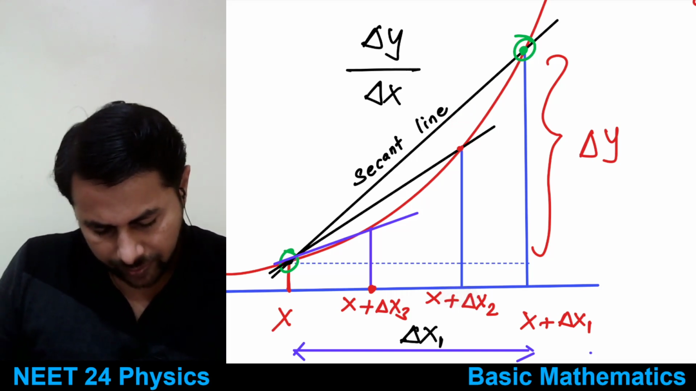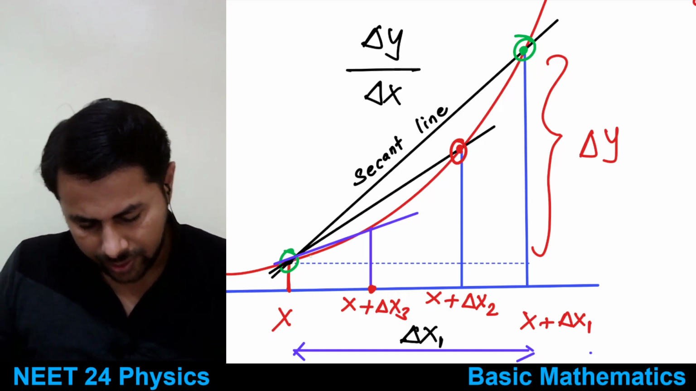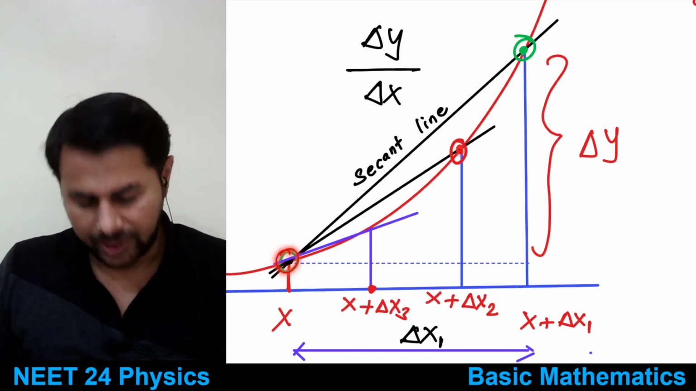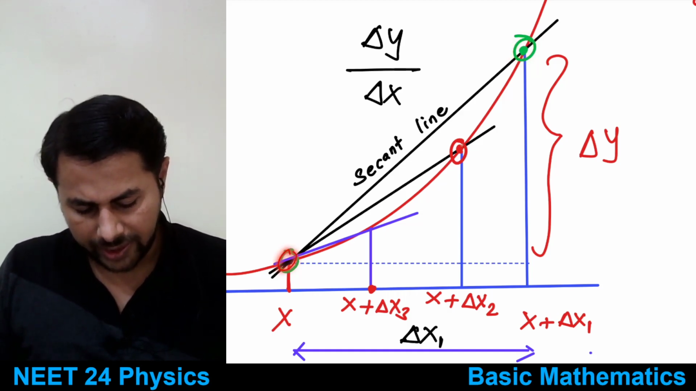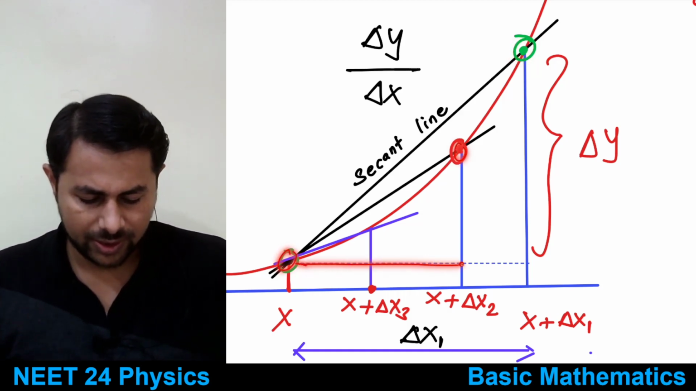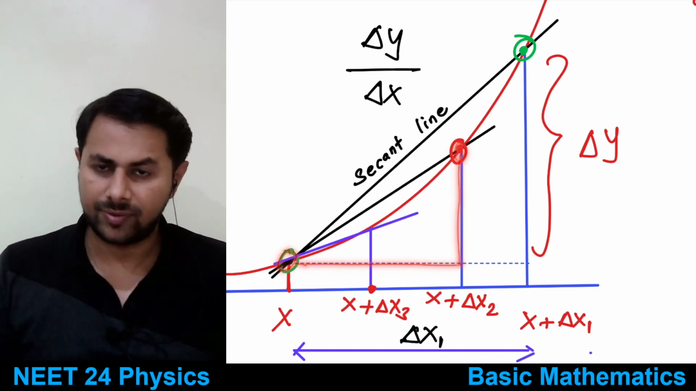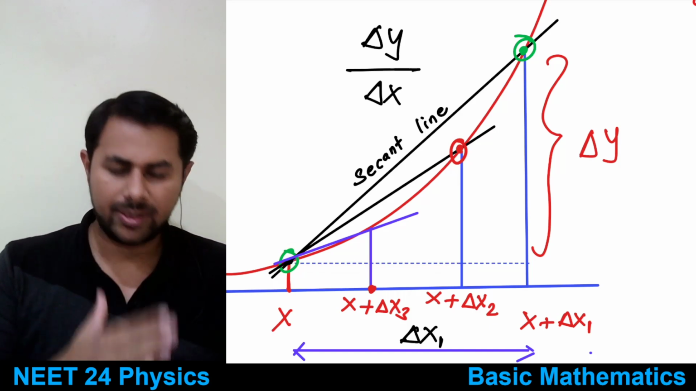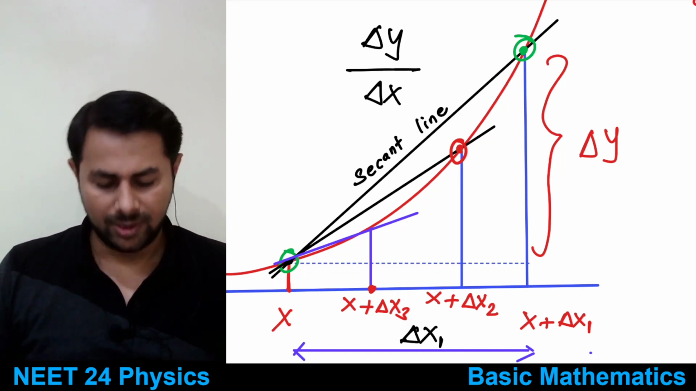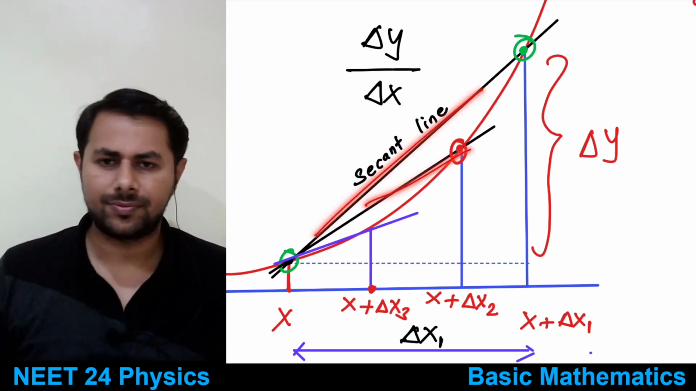Oh, this is the curve, no? Sorry. So you are taking this point and this point. Okay, you have changed the position of Q. So this point and this point. So what happens? This is delta x, delta y also changes, right? But what happens to this secant line whose slope is given by delta y by delta x? It comes closer to the curve.